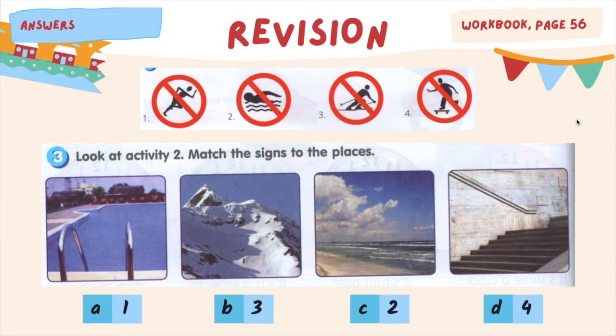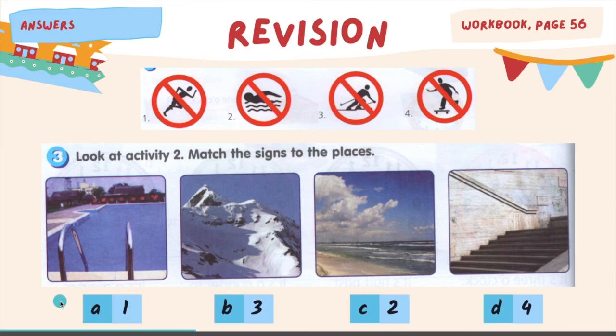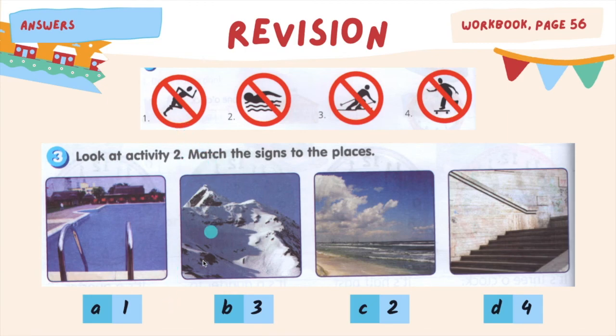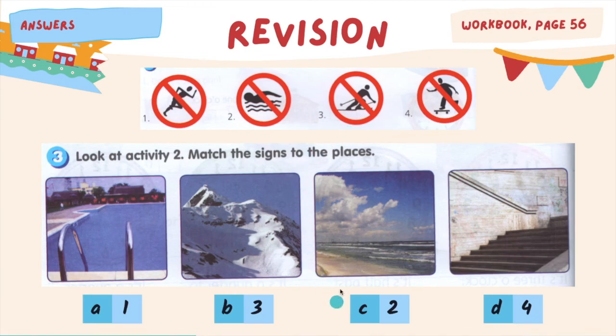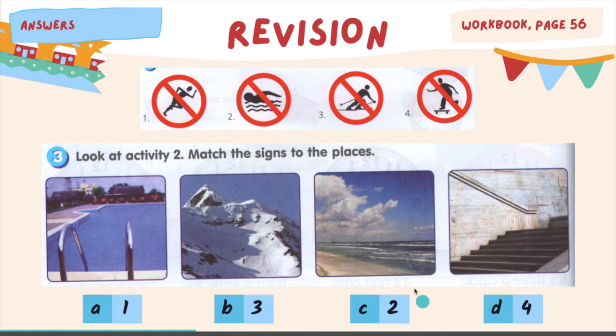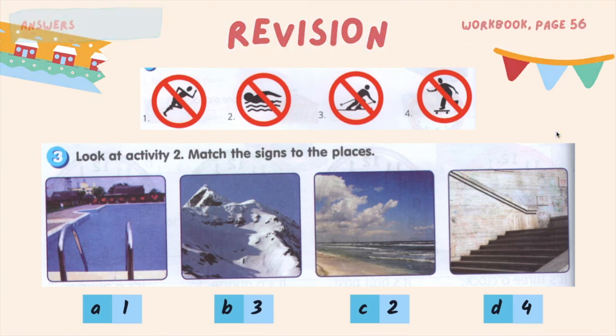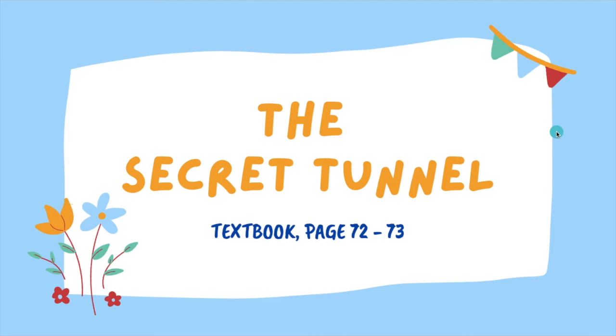Now, let's look at the answer. Look at activity 3, this one. Match the signs to the places. A. At the swimming pool. So, the sign probably is don't run. For B, for picture B, the sign would be don't ski. Picture C, the sign would be don't swim. D, the sign would be don't skateboard. Very good. Now let's move on to the next lesson.